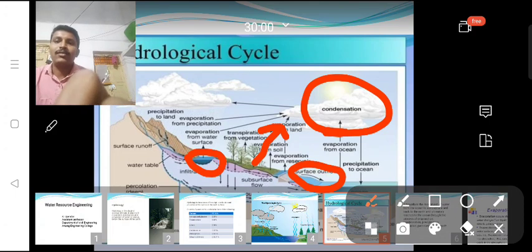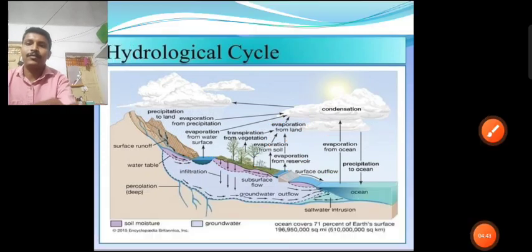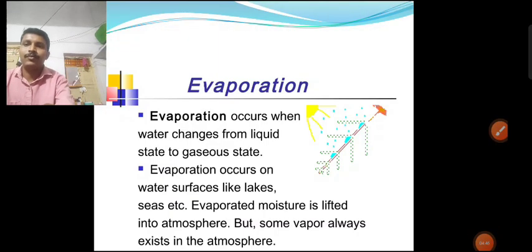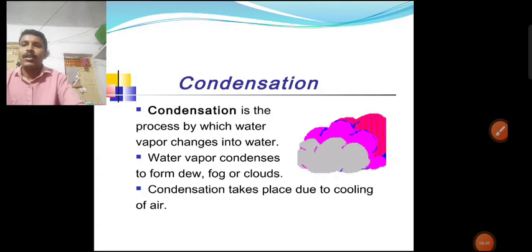Condensation means the change of state of water vapor. Water vapor changes into liquid or water due to cooling down of the warm moist air. It is the process by which water vapor changes into water. Water vapor condenses to form dew, fog or clouds. Condensation takes place due to cooling of air.